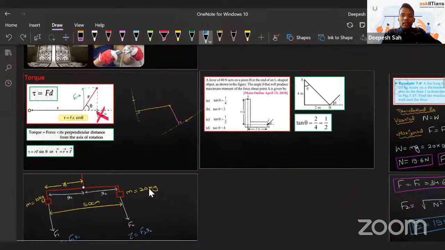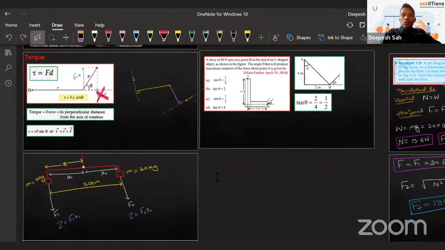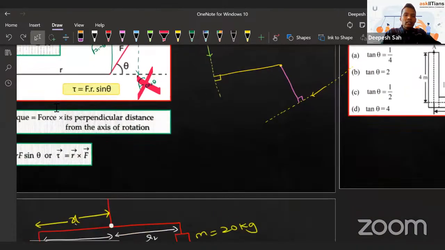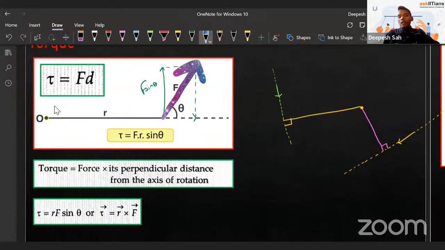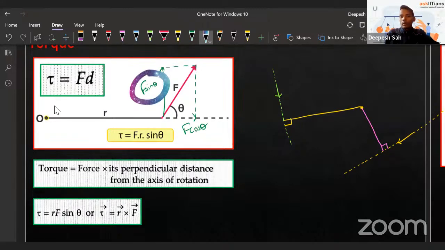Very simple. But there are a few questions in which you will get confused. Reason? Imagine a situation like this, where the force is acting like this. This is the distance from the axis of rotation, and the force is acting like this. Now you can see that this force has a theta angle with the distance. Now you can make two components. The component along theta is the cos component, and the component opposite to theta is the sine component.